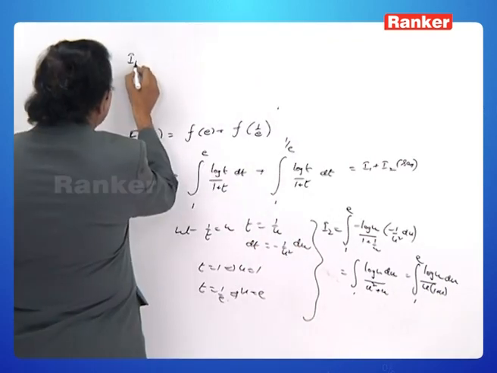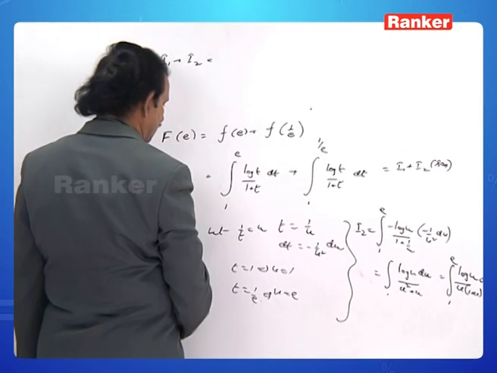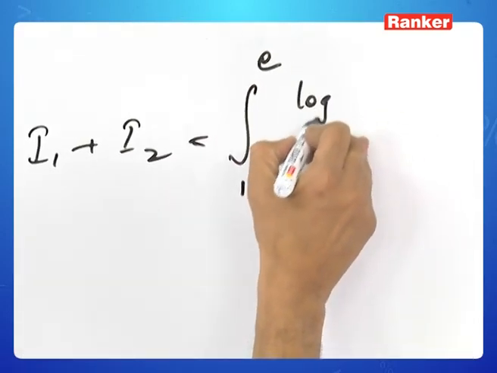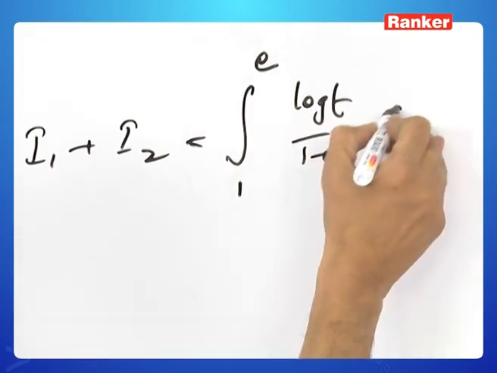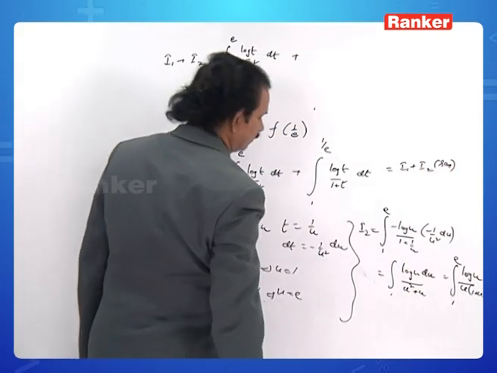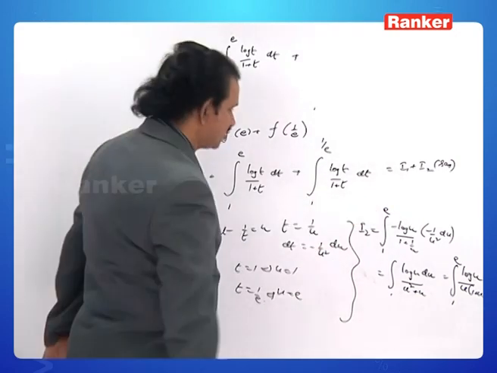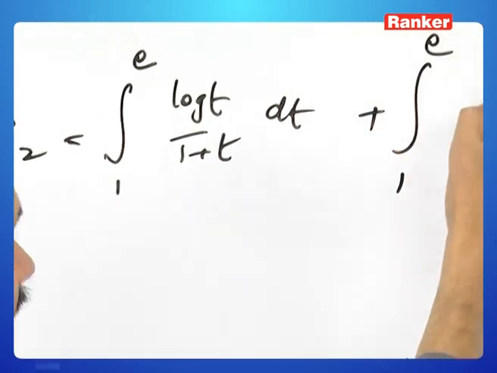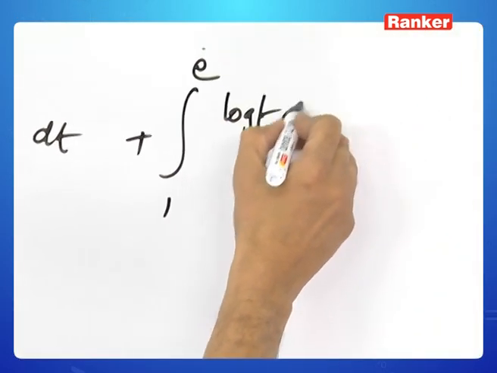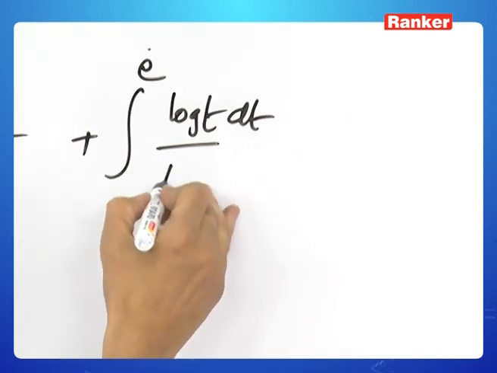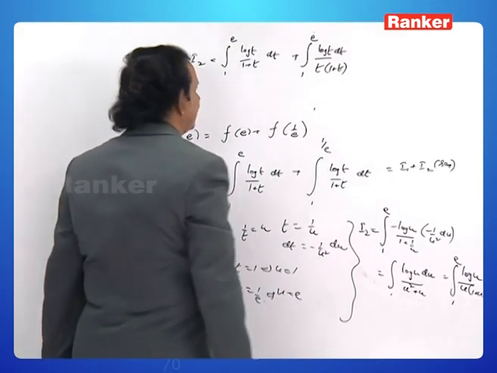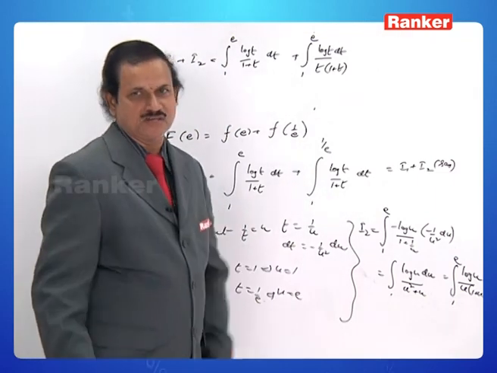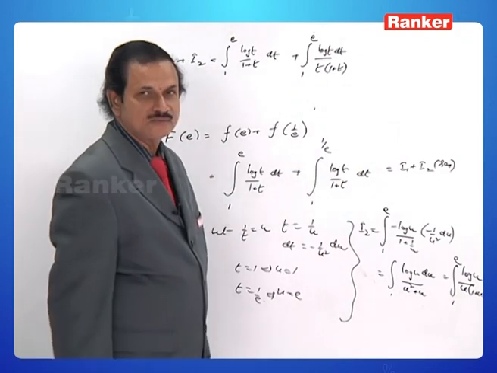What is I1 plus I2? What is I1? Integral 1 to e log t by 1 plus t dt, plus I2, 1 to e. I am not changing the function, the limits 1 to e, log t dt by t into 1 plus t. Without changing the function, without changing the limits, changing the parameter makes no difference. That is why I have taken this.